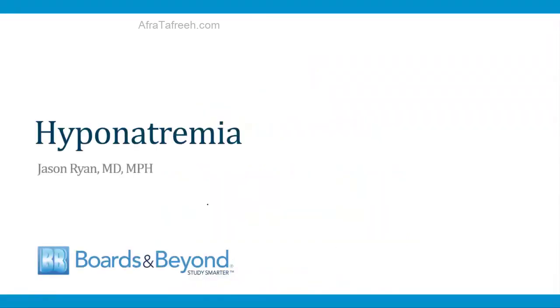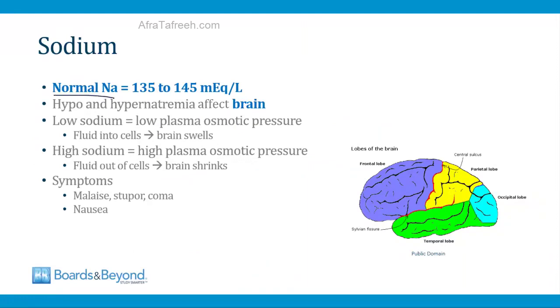Hello everyone and welcome to our module on hyponatremia. The normal sodium concentration in human plasma is between 135 and 145 milliequivalents per liter, and when the plasma sodium gets outside this range we call that either hypo or hypernatremia. In order to understand the symptoms that patients develop, you need to appreciate that the plasma sodium concentration has significant effects on the brain.